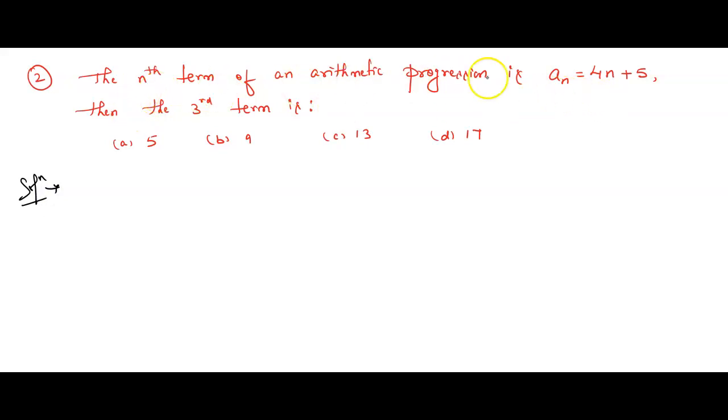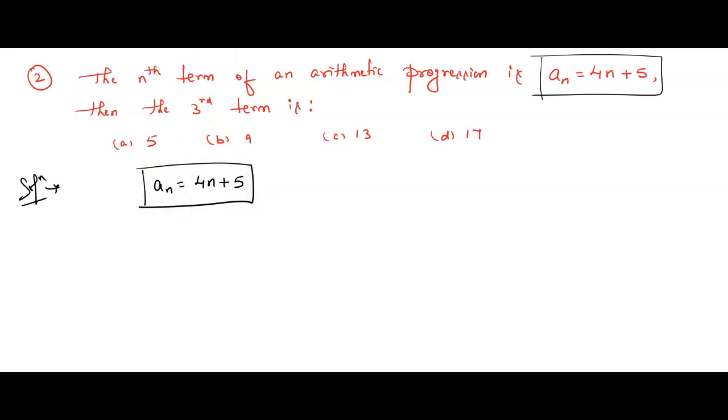Here the nth term of an arithmetic progression is an, correct? Here we can see an is equal to 4n plus 5. This is the nth term. Now what is it asking? It is asking you to find the third term. What does third term mean? A3. Fourth term means A4. Fifth term means A5. 10th term means A10. Understood? Are you getting it, children?